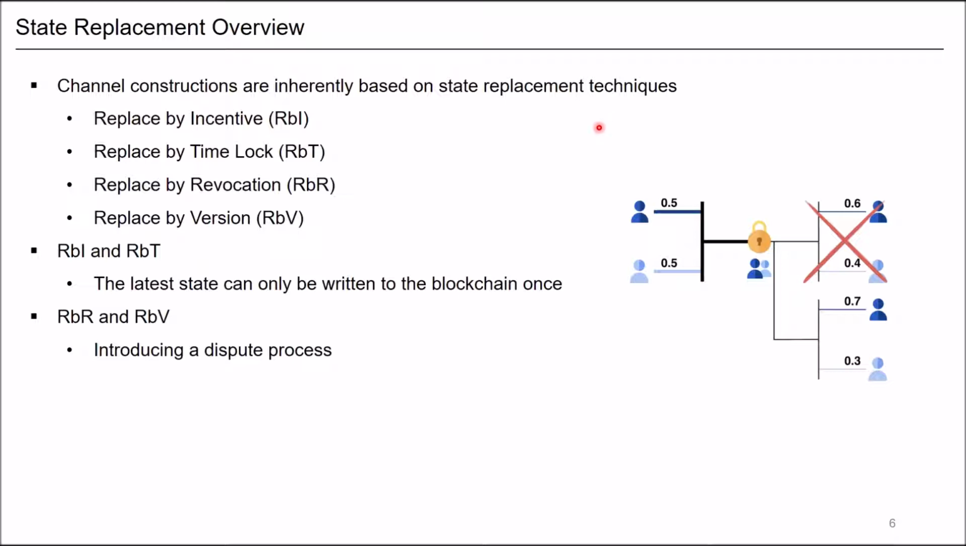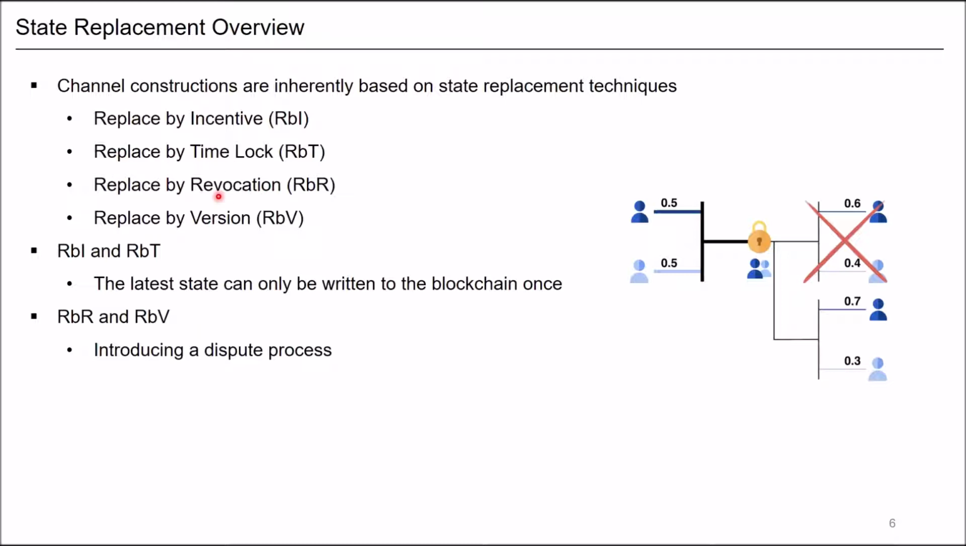These techniques assume that a user publishes an ordered state if it represents a payment of higher value for this user, and there are 4 state replacement techniques: replace by incentive, replace by time lock, replace by revocation, and replace by version. In RBI, a rational receiver only signs and publishes the state that pays the highest amount. In RBT, the state with the lowest time lock is considered the latest state.